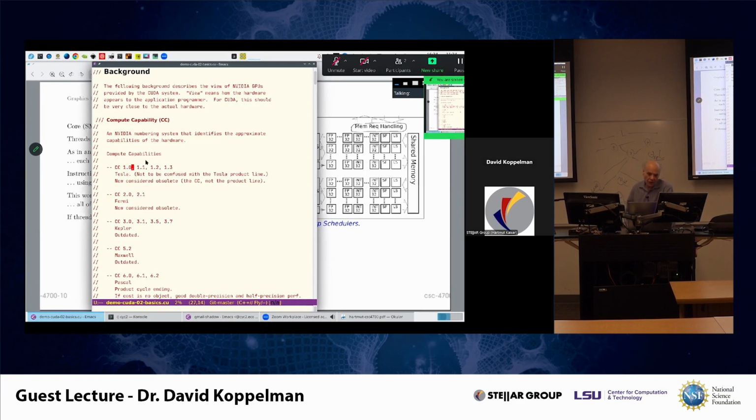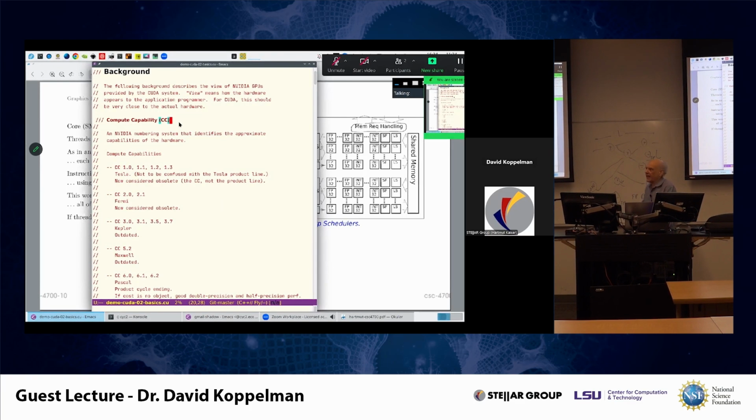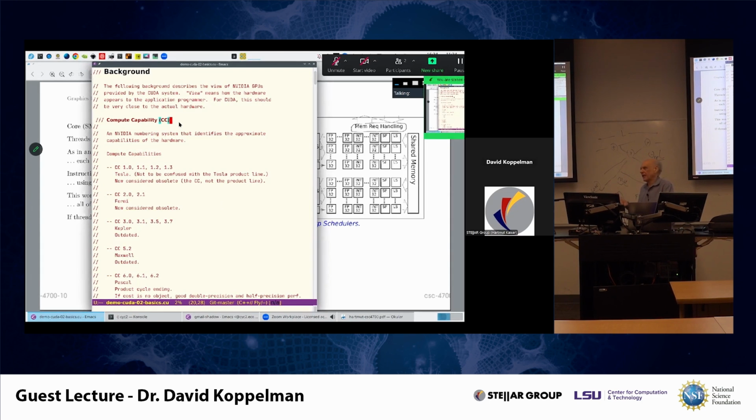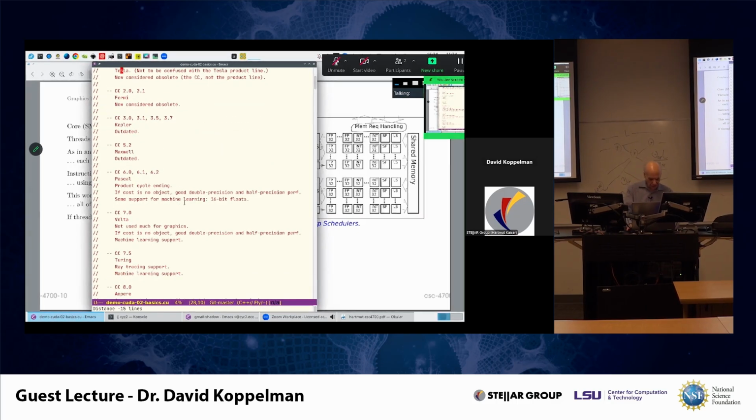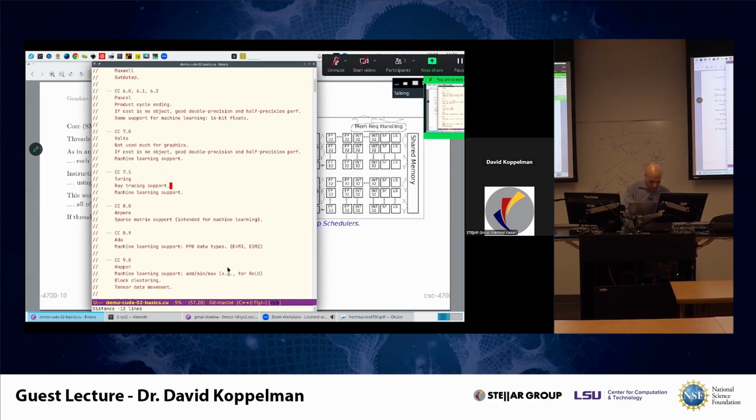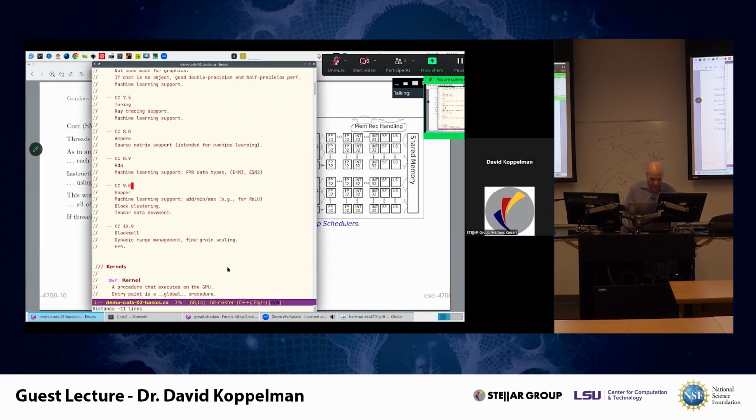So to keep all of this straight, there is a designation called a compute capability that describes the programmer-visible features, roughly. The initial one was called Tesla, and that name is thoroughly obsolete, and it has nothing to do with the line of GPUs. So let's scroll ahead. We are roughly around here.